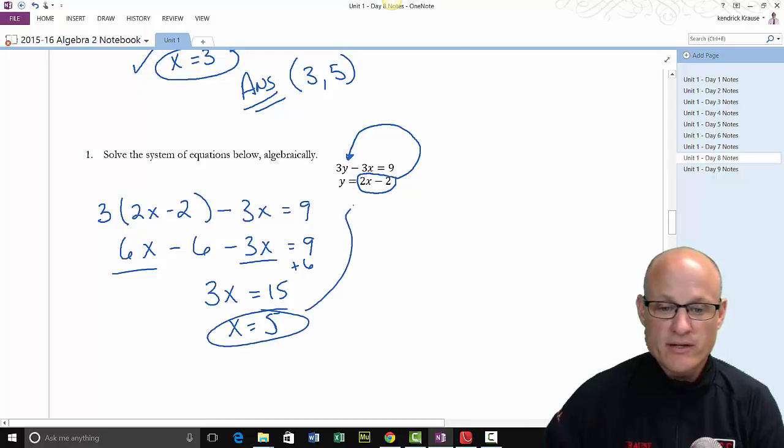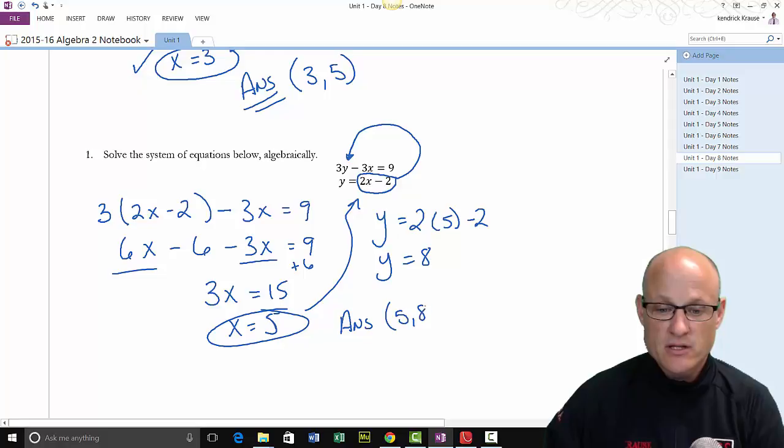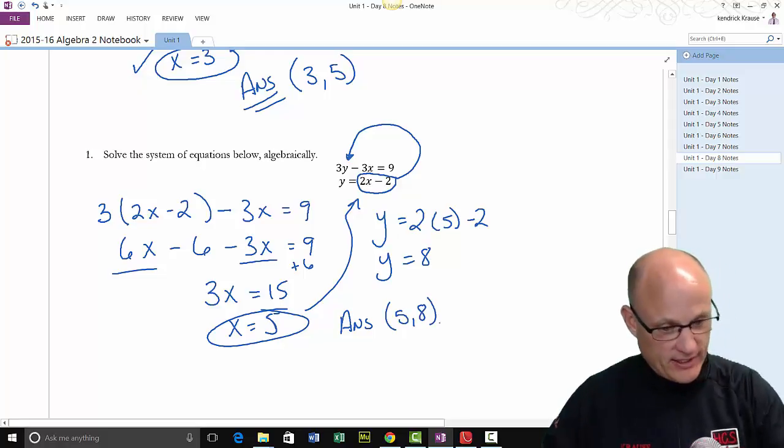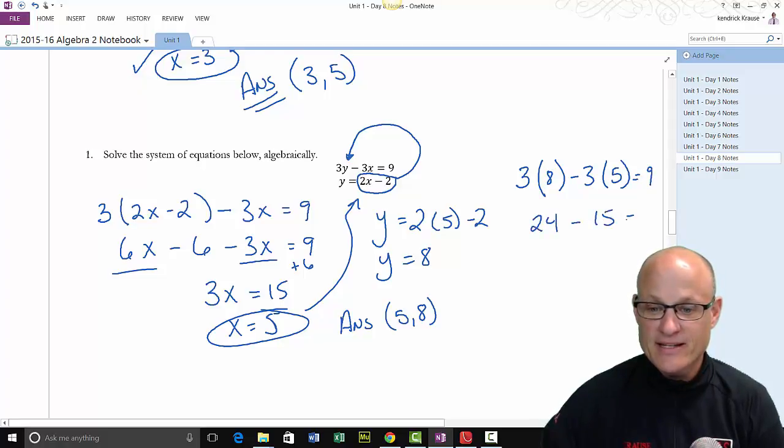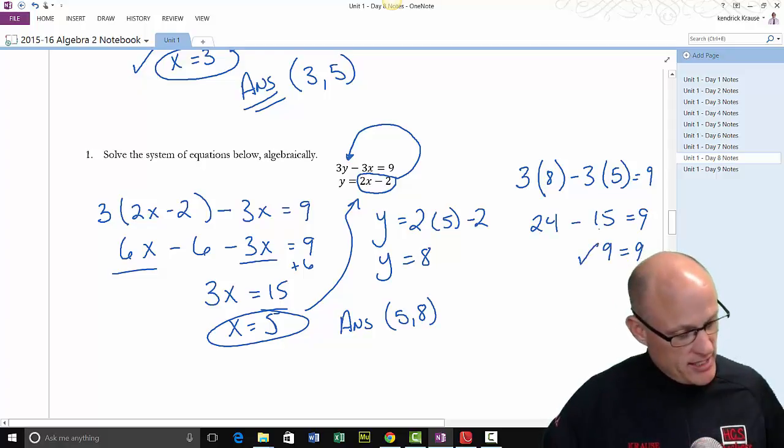All right, plug that into this equation. y is equal to 2 times 5 minus 2. So y is equal to 8. So my answer, clearly delineated, is 5, 8. Now, I'm hoping I didn't make any mistakes, but I want to check it. So instead of 3y, I'm going to write 3 times 8 minus 3 times 5. Does that equal 9? Well, this is 24 minus 15. And yes, 9 equals 9. Done with that one.